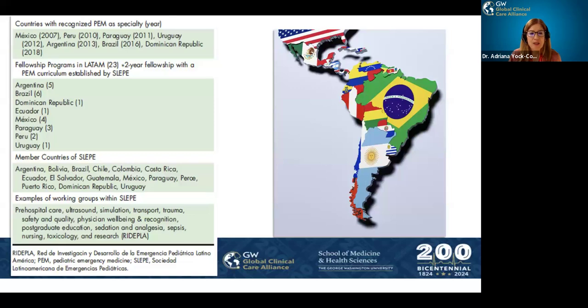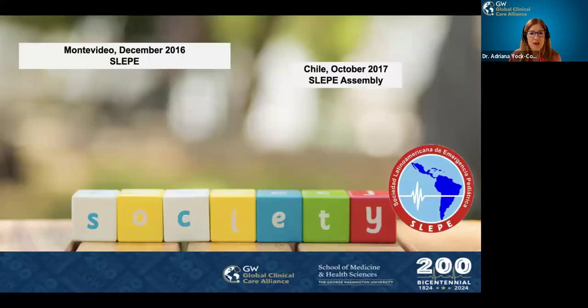This is a table that was published in Current Pediatrics about the story and history of our pediatric emergency medicine development in Central America, the Caribbean, and South America. Just to remind you that in terms of how the fellowship was established, we have to get the basis from other programs already done.